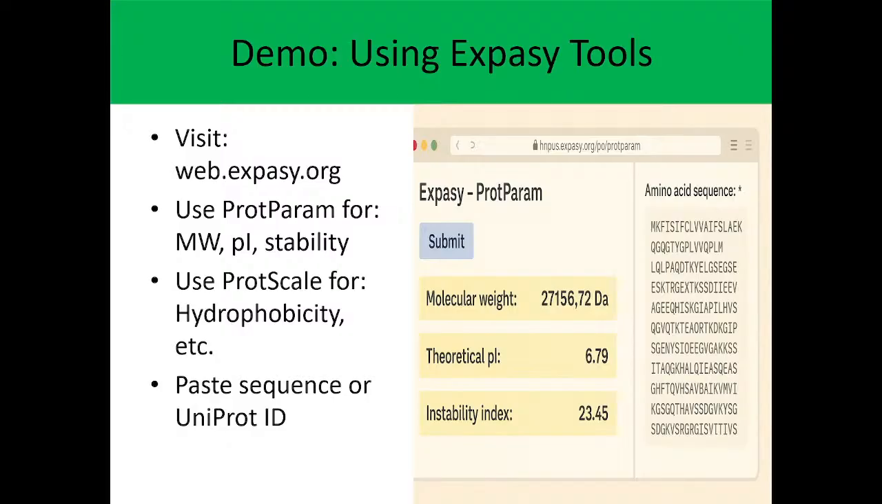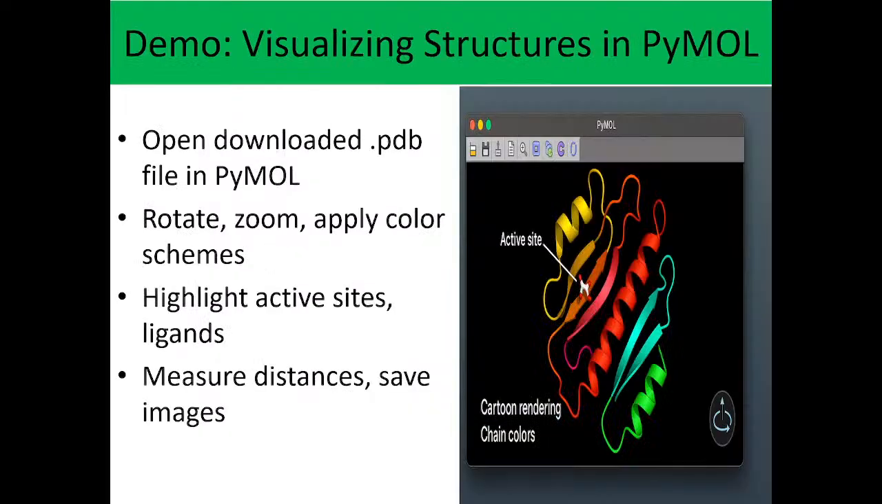And if you look at what you have on the screen, you will see the amino acid composition. The molecular weight is more than 27 thousand Daltons or so. Then you see that the theoretical pI is around 6.79. So all these properties will go a long way to determine the functionality of your protein.